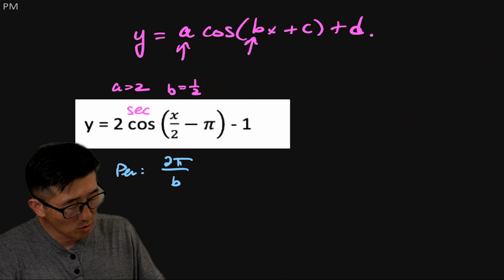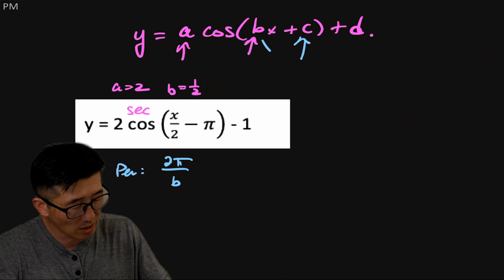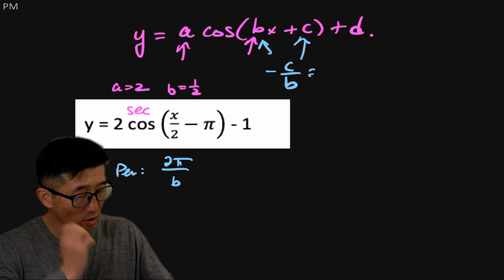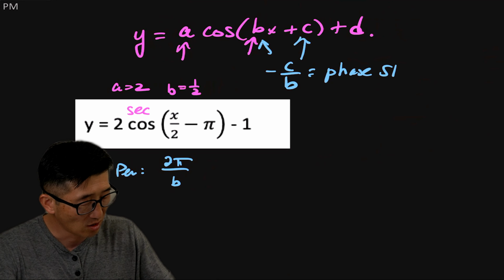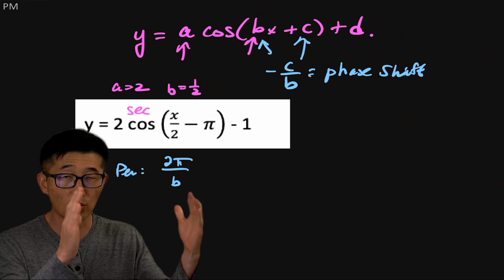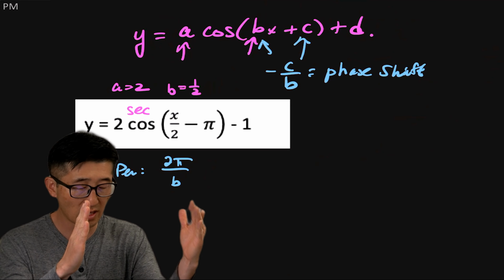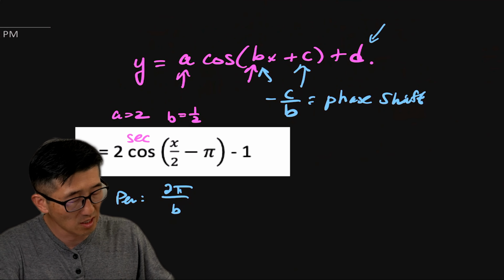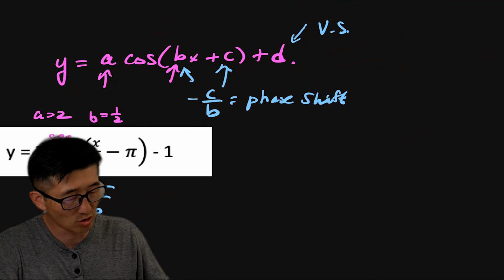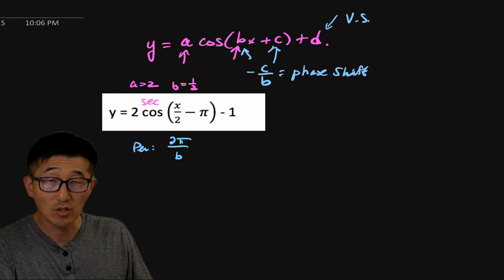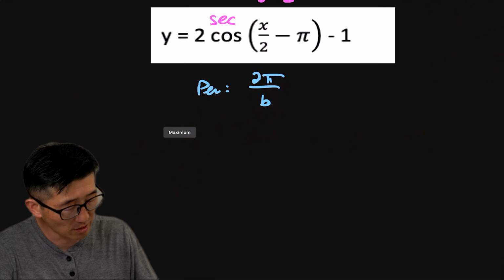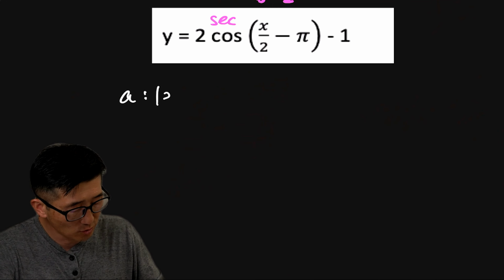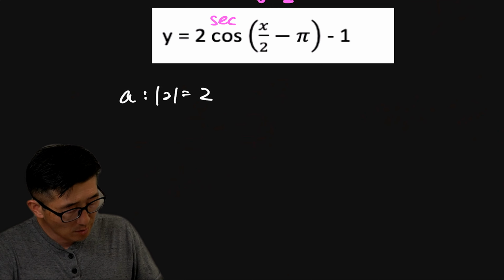And then we're going to use C and B together in this way, negative C over B, and this will give us what we call our phase shift, our horizontal shift, where the graph will start to the left or to the right instead of starting at the origin. And then D is your vertical shift, and I'll just call it VS. Okay, so let's list down all the information here and then get started. So I'm going to erase this and say, okay, the amplitude is always the absolute value, which is 2.